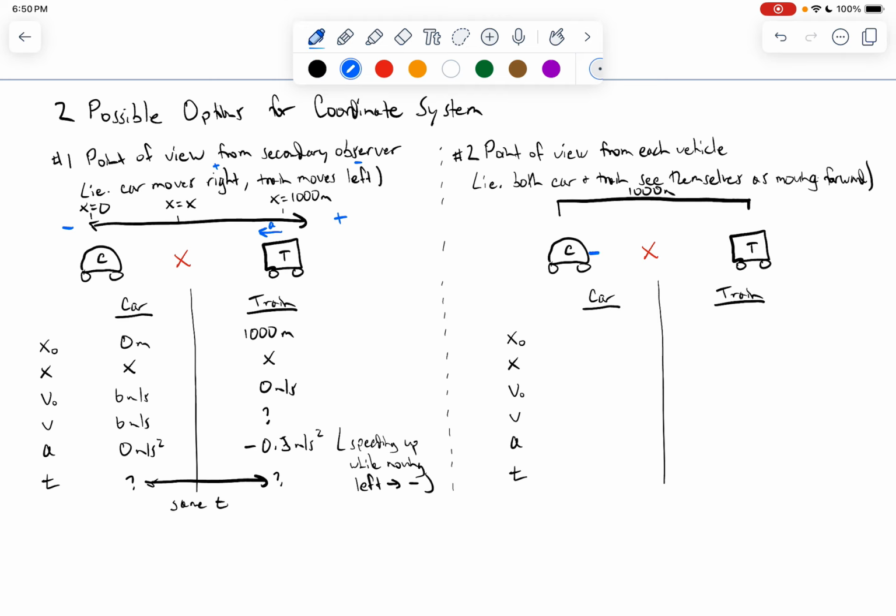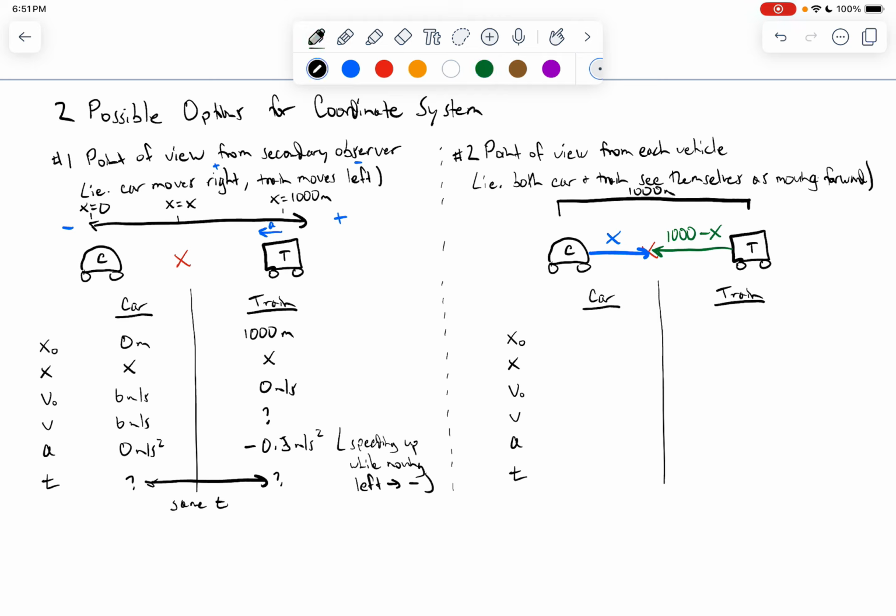Now the car, we're going to say it travels a distance x, which is how far it goes forward. What that means is that the train is then going to be moving through the remaining amount of distance. So from the train's point of view, the train is going to be moving 1,000 minus x. So the x from the car and the 1,000 minus x from the train in total give us our 1,000 distance separation between the two.